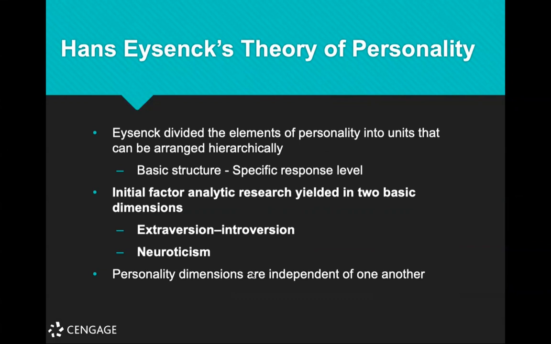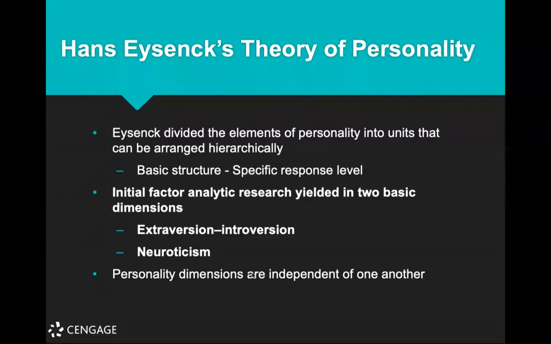So Eysenck divided the elements of personality into units that can be arranged hierarchically. Sorry for my pronunciation of this word. So we'll look at the diagram in terms of what he's talking about, because it's easier to explain through visuals. But just want you to know that there were these personality traits that could be arranged in hierarchies. They had constructs and subconstructs and then sub-subconstructs and so on.